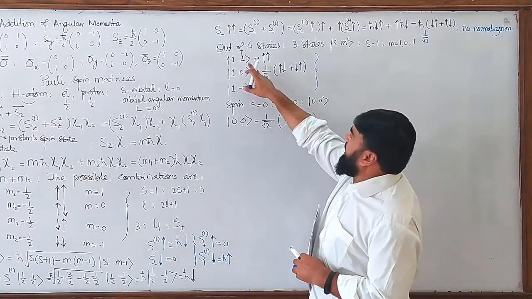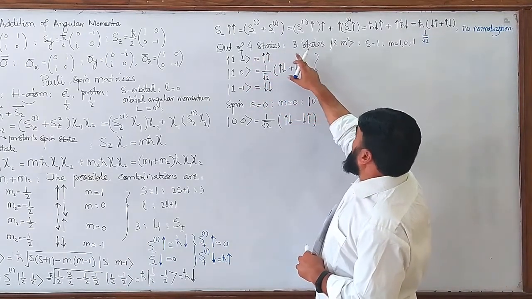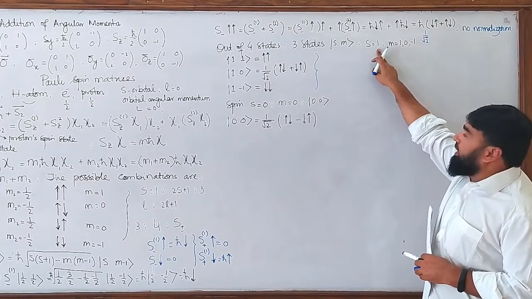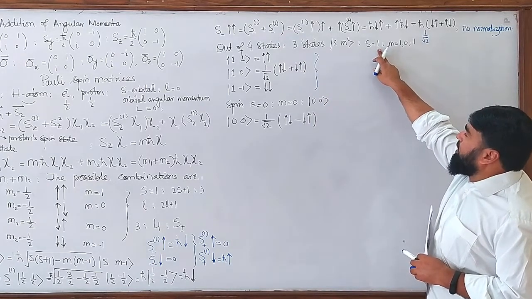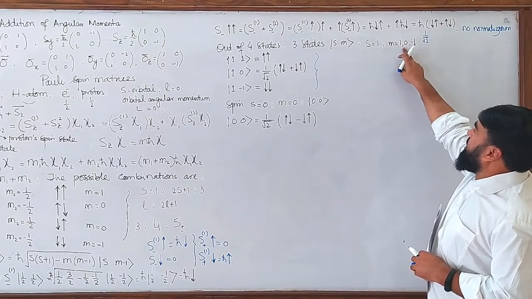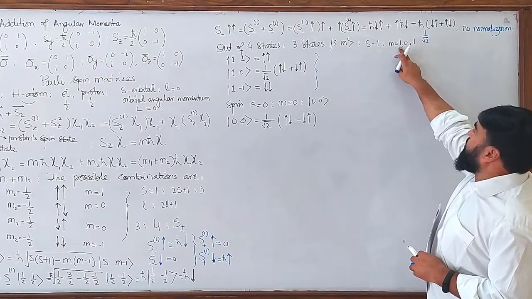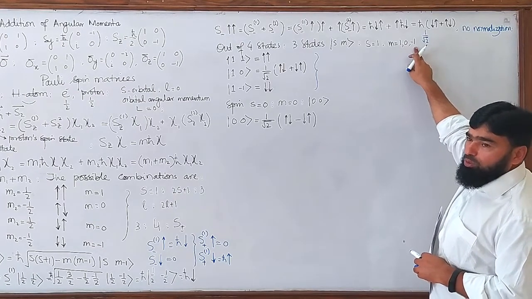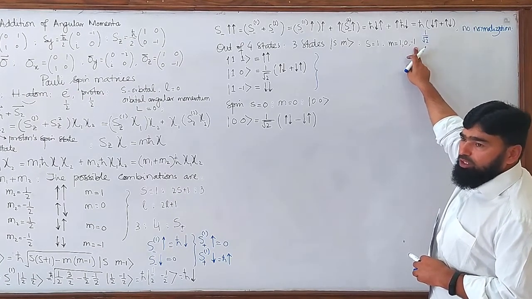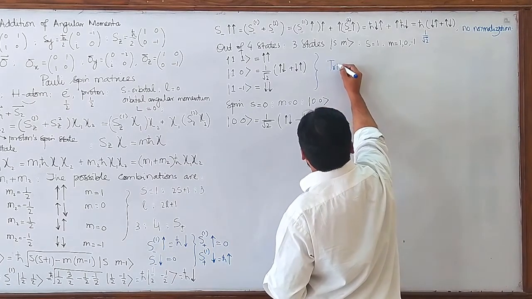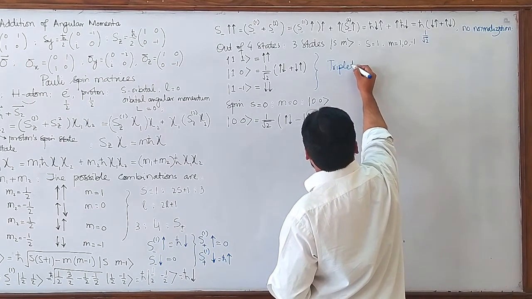Inside S equal to 1, we are having 3 configurations here, for M equal to 1, M equal to 0, and M equal to minus 1. So we call this the triplet configuration.